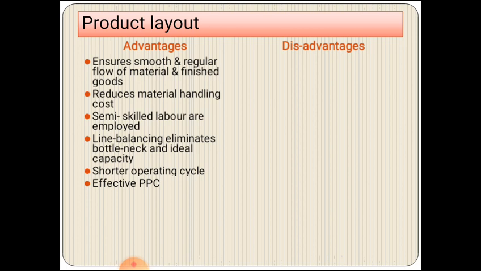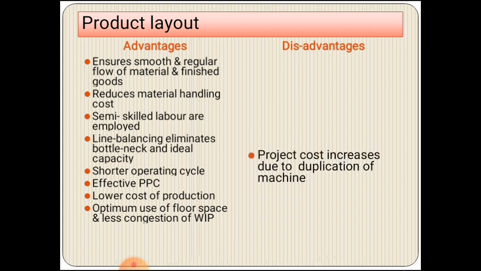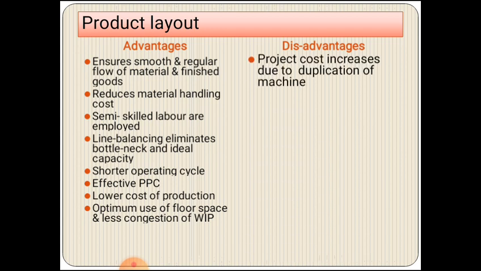So it's an effective way because it's in a line, it's in a flow, it's in a sequence, so it minimizes the wastage of time, so it's effective for production planning and control. Lower cost of production, optimum use of floor space and less congestion of work in process.